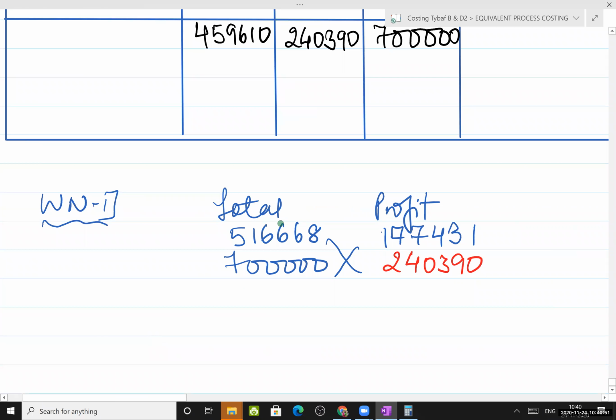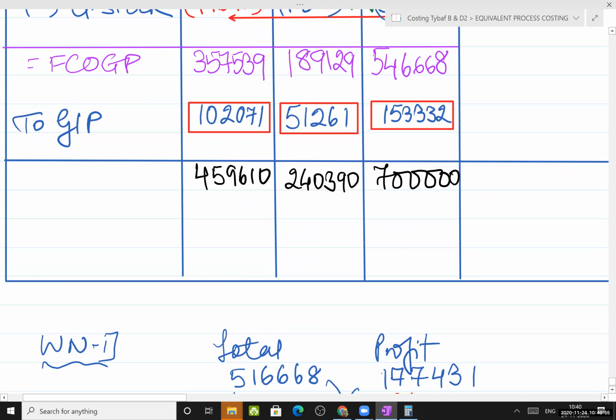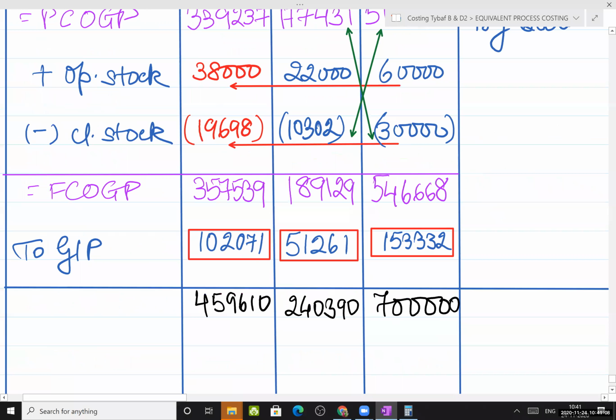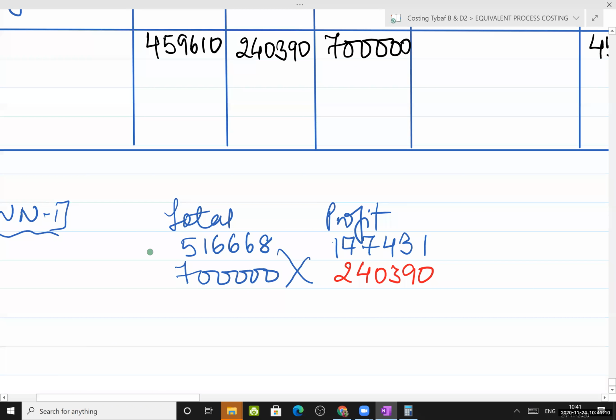यू कैन राइट टोटल और ट्रांसफर प्राइस, प्रॉफिट। Just check. Your transfer price is 5,16,668 and against this profit is 1,77,431. Okay. Against this total, this is the profit. So if your transfer price is 7 lakhs, that is your selling price, then cross multiply how much will be the profit element.